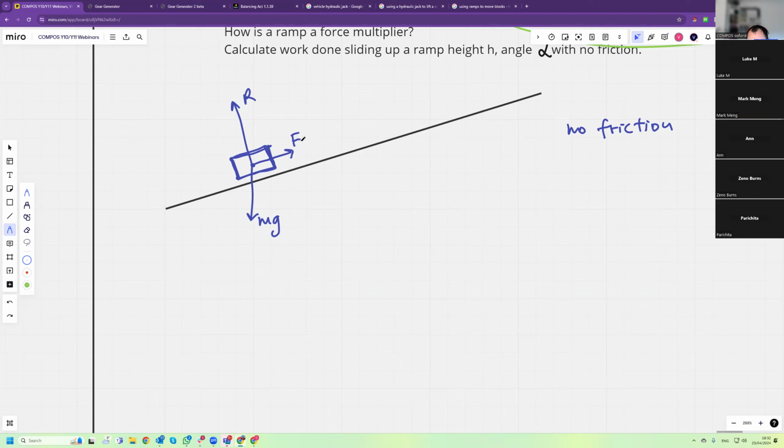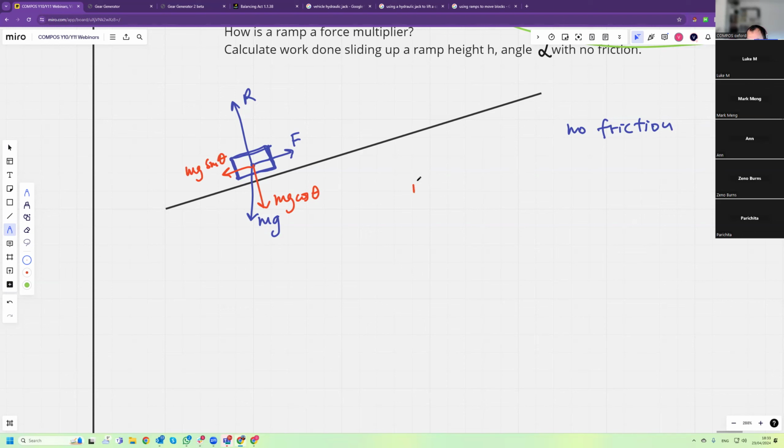For the push to move the block at constant speed, we need to break down mg into components. And you already know how to do this. This is mg cos theta, and this is mg sine theta.